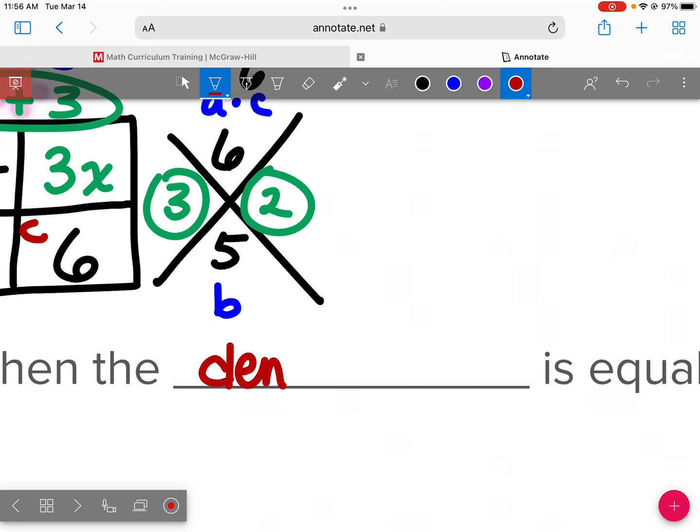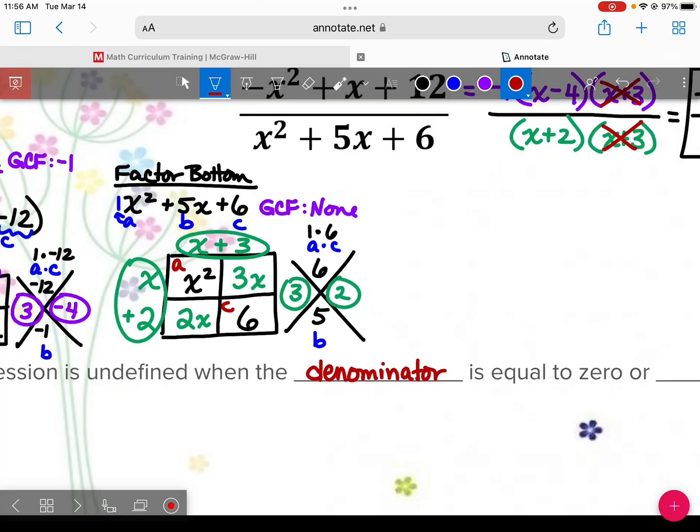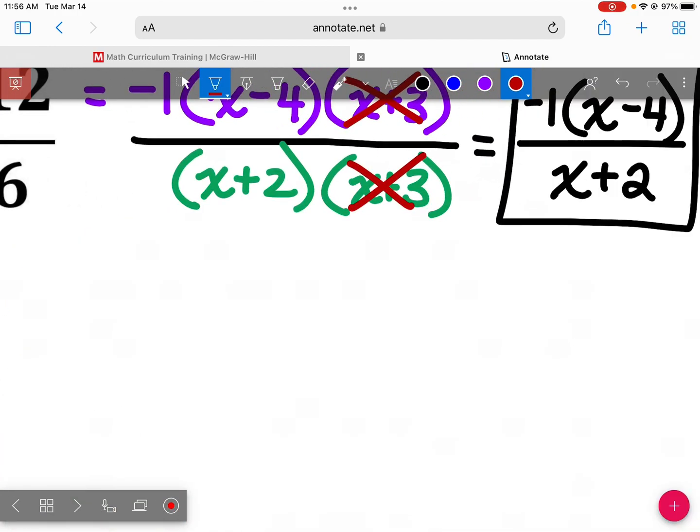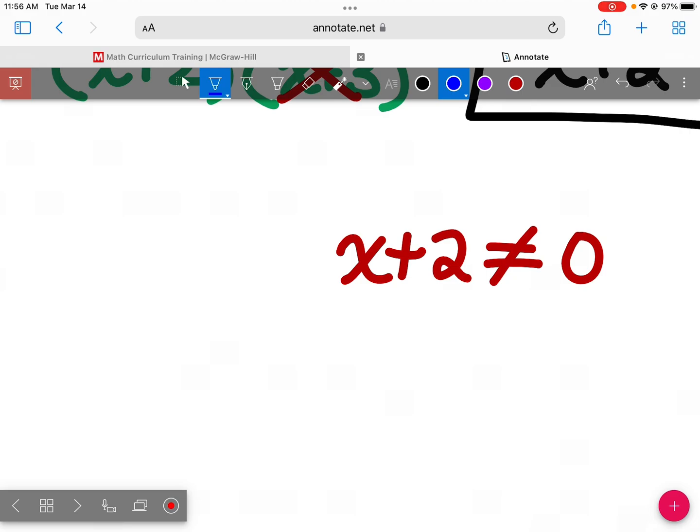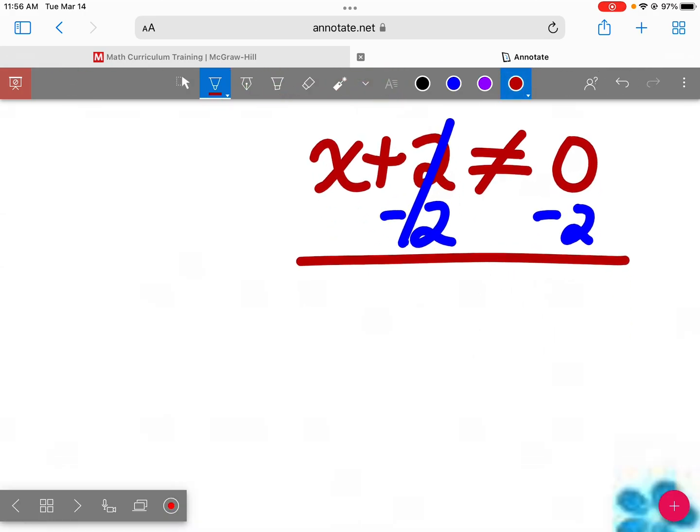My denominator is not allowed to be what? I take x plus 2. It cannot be equal to what? 0. What do I need to do to both sides to get x by itself? Subtract 2 from both sides. So that means x can't be what? X can't be negative 2.